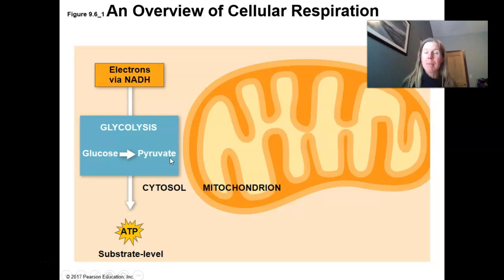So pyruvate then is a 3-carbon molecule. So you go from 1 6-carbon molecule to 2 3-carbon molecules, right? We also, in this step, do produce 2 ATP, right? So we already got a little bit of energy. And we also get a couple electrons, 2 electrons being shuttled by NADH. And we're going to take those into the mitochondrion, into the electron transport chain. Okay, so there's glycolysis, right? It's in blue. Very nice.